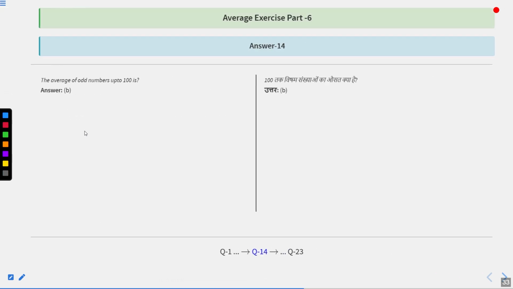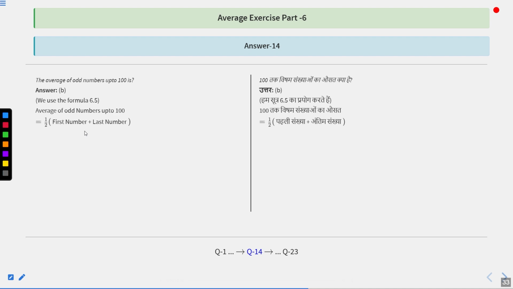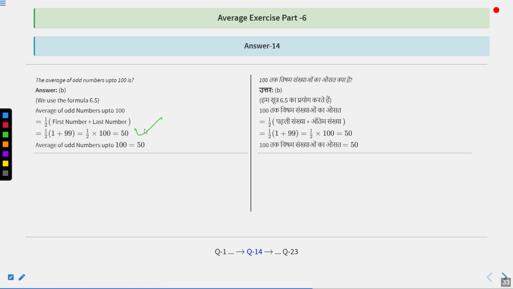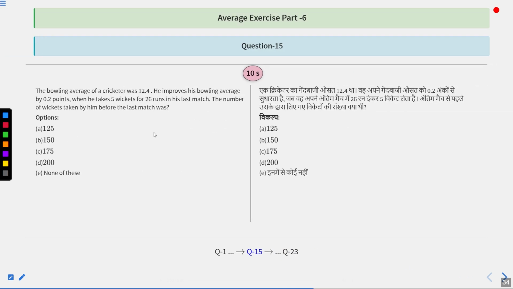Now time's up. Let's see the solution. Now we are going to use formula 6.5. The average of odd numbers up to 100 will be 1 by 2 times first number plus last number. So the first odd number is 1 and the last odd number is 99. So when we calculate it, we get the value 50. So the average of odd numbers up to 100 is 50. B is the correct answer. Next one.